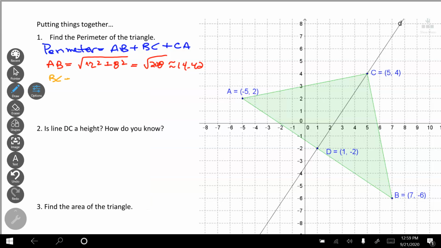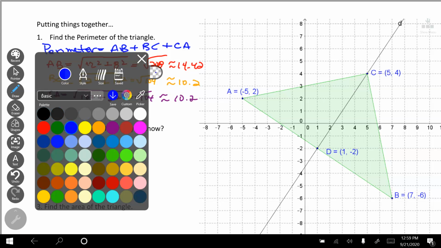For BC, I get 2 squared for the x's, plus for the y's, it's 10 squared. I get the square root of 104, which is about 10.2. And for CA, I get 10 squared for the x's plus 2 squared for the y's. I get the square root of 104, which is again about 10.2.